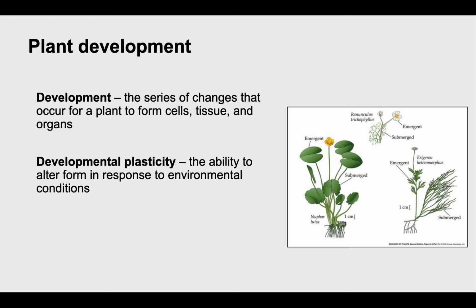Now one of the things that we look at when we're looking at plants is called developmental plasticity. This is the ability for plants to alter their form in response to an environmental condition. So we're altering our form in response to the environment.